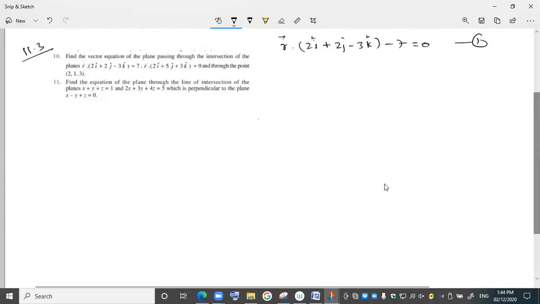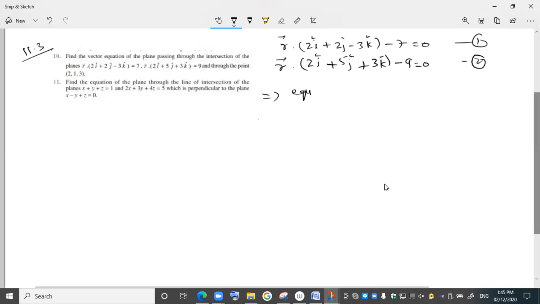This is the first plane, and the equation of second plane is r dot (2i cap + 5j cap + 3k cap) minus 9 is equal to 0. And passing through the point. So here also the same thing, we will do the same thing.